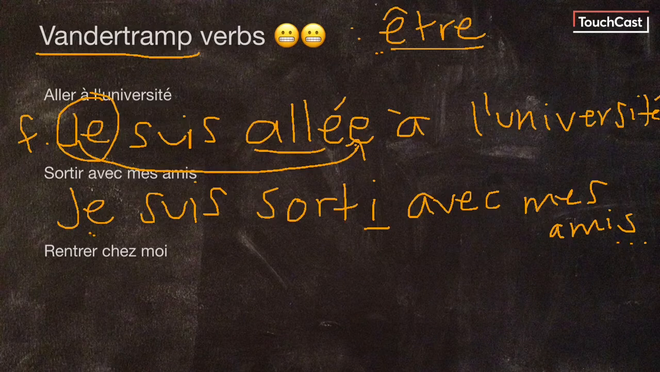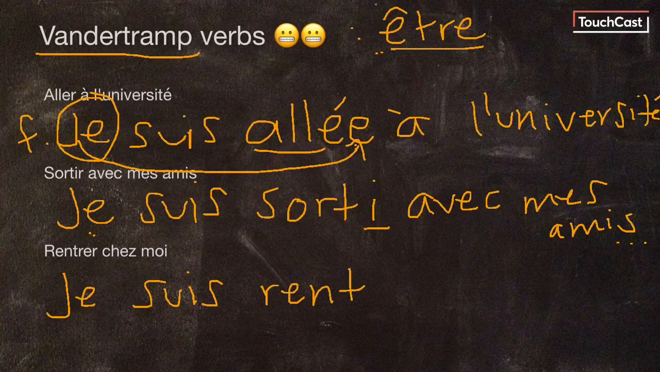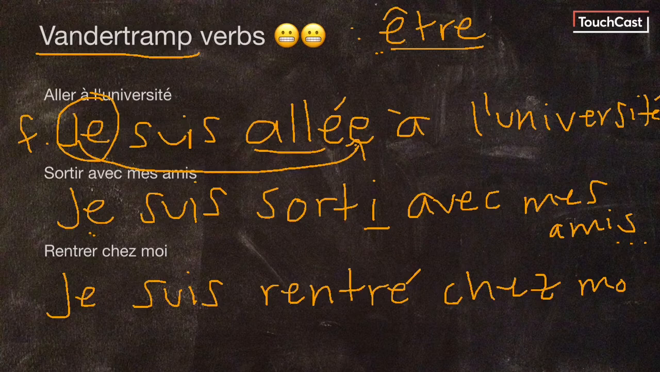All right, last example, rentrer chez moi. I went home. Je suis. Okay, rentrer, thank goodness, a regular participle. So we can just do this with the accent. Je suis rentré chez moi. I went home. So again, if this is feminine, then you have to worry about making this agree, but you only have to worry about those agreement rules if you are using être as an auxiliary verb.